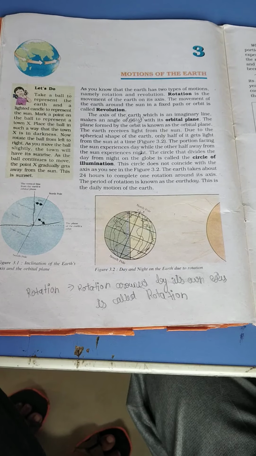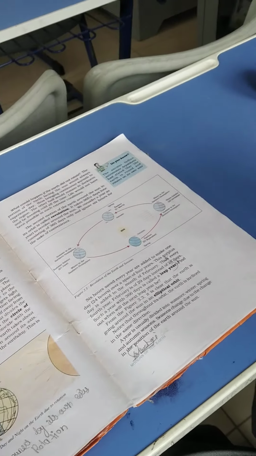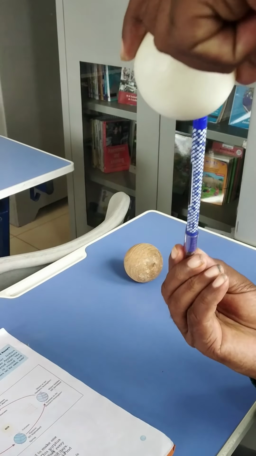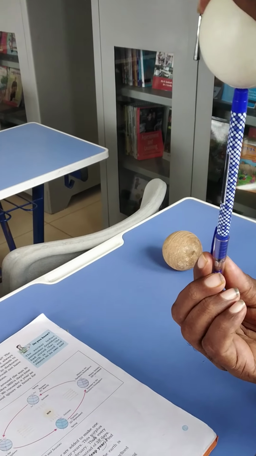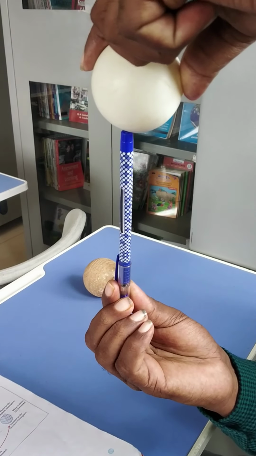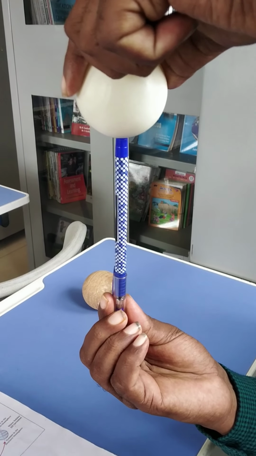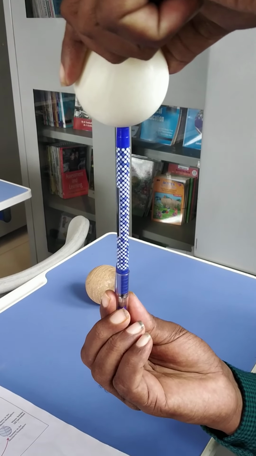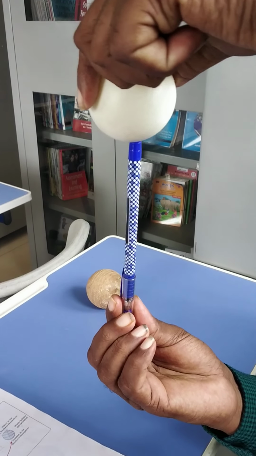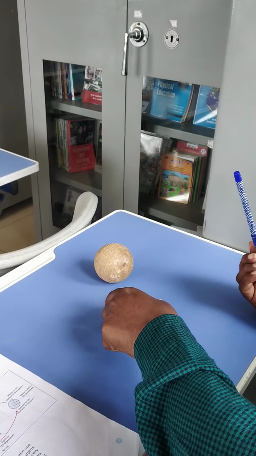So what is rotation? Rotation is the movement of the earth. For example, here this is earth and this is axis. The earth rotates round with the help of this axis. It rotates itself on its axis. So this is called rotation. Then we'll come to the next term.